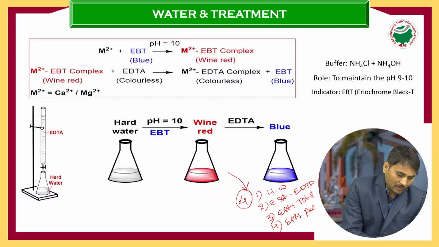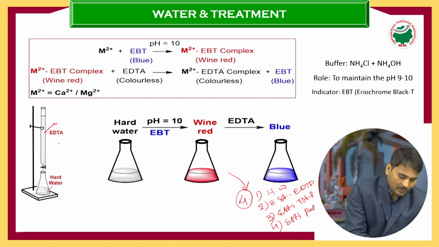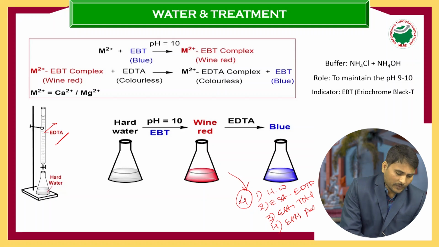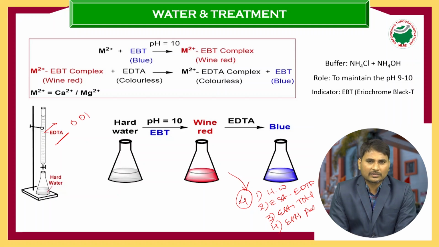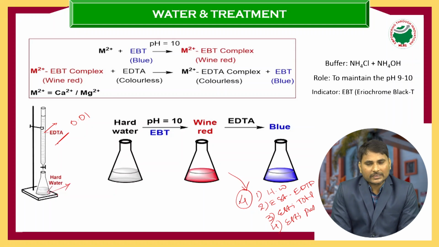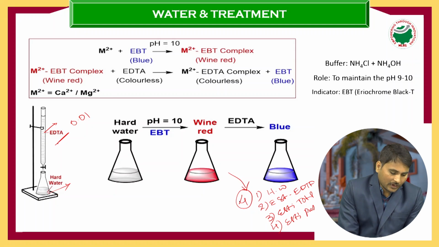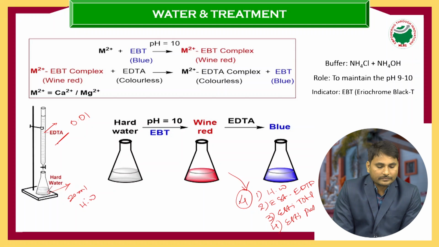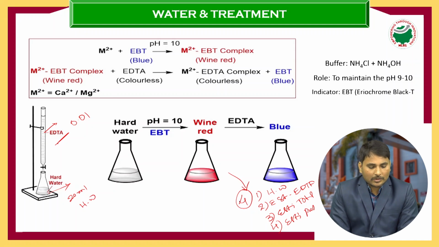In this, we are taking a burette. In this burette, we are filling the EDTA solution. We are already preparing maybe 0.01 or 0.02 or 0.05 or 0.1 molarity or normality of the EDTA solution, and we are transferring it into the burette. Then we are taking a fresh conical flask, and in that fresh conical flask, we are adding 20 ml of the hard water.